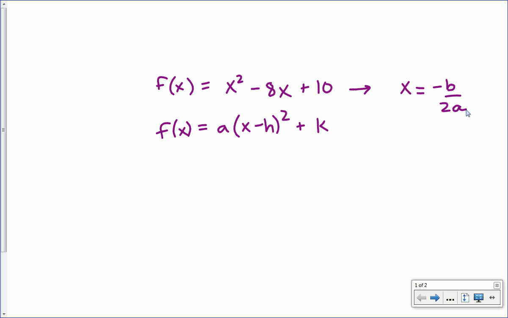Vertex is where a quadratic function sort of turns around. So if you imagine that it's a parabola, U shape, there's a point where the function turns around. That's the point we're finding.